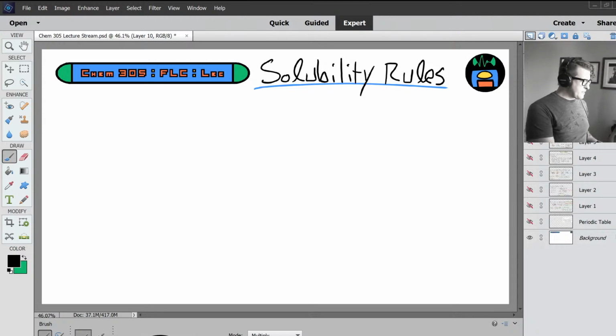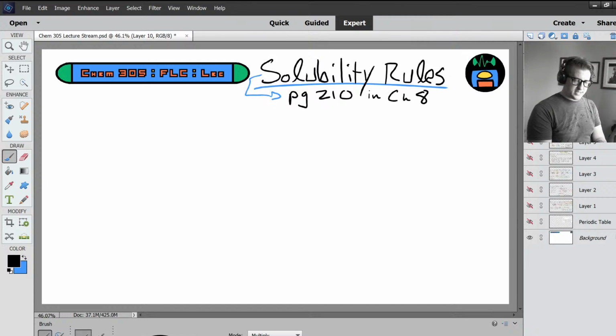I think I wrote down the page. Yes, so you can find the solubility rules on page 210 in chapter 8 of the textbook. So when you're taking the exam, either have this open or maybe make a smaller, more portable version that you can have with you for taking the test, because they'll definitely be on there, and you don't want this to take a ton of time.